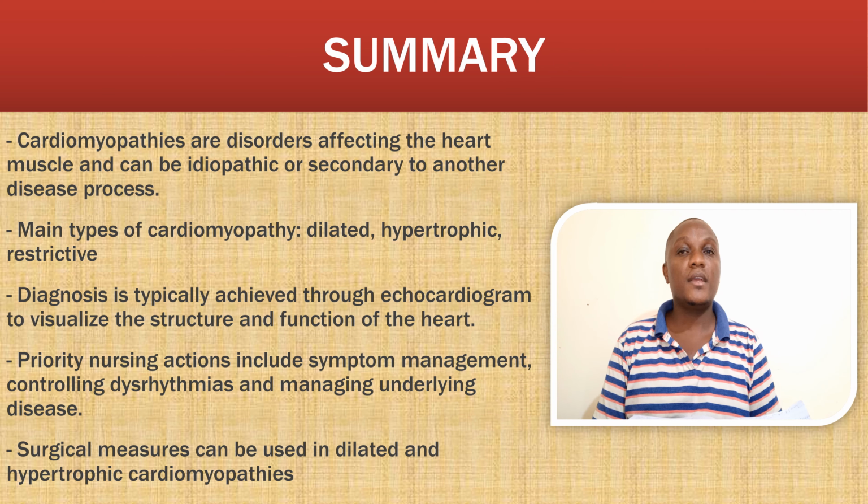In summary, cardiomyopathies are disorders affecting the heart muscle and can be idiopathic with no known cause or secondary to another disease process. The main types of cardiomyopathies are dilated, hypertrophic, and restrictive. Diagnosis is typically achieved through echocardiogram to visualize the structure and function of the heart. Priority nursing interventions include symptom management, controlling dysrhythmias, and managing underlying disease. Surgical measures can be used in both dilated and hypertrophic cardiomyopathies.